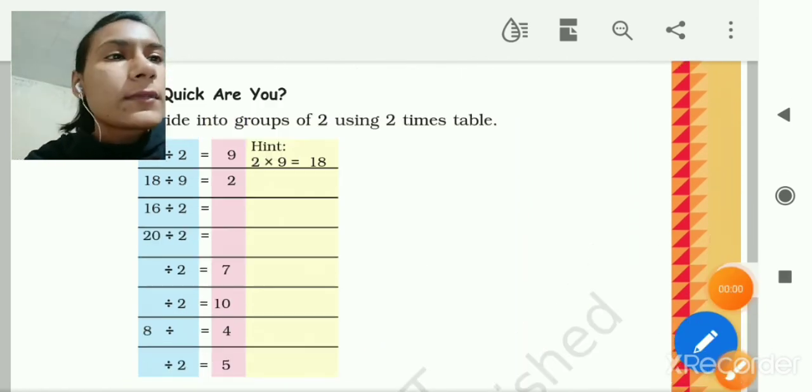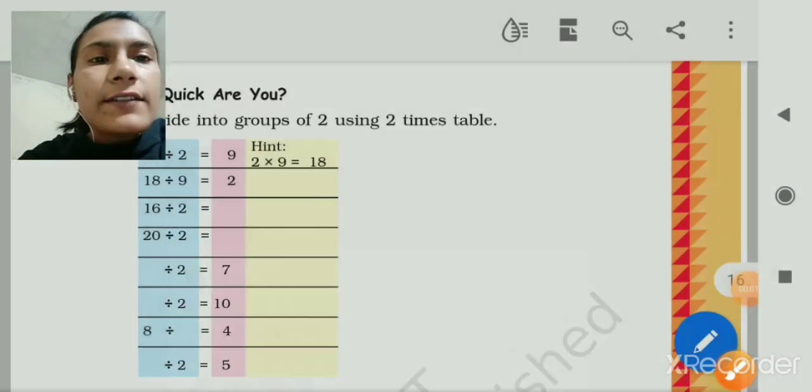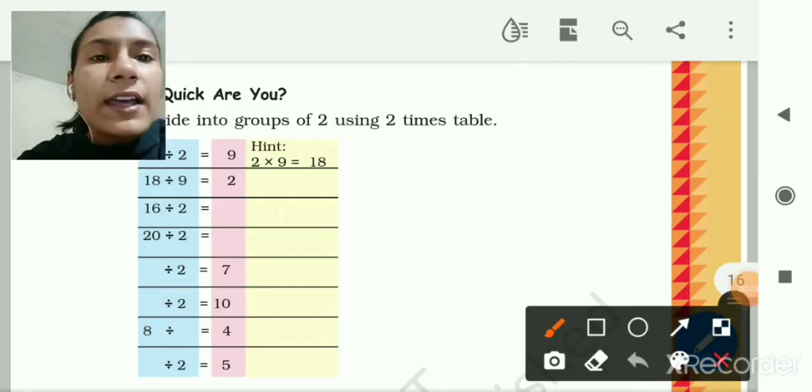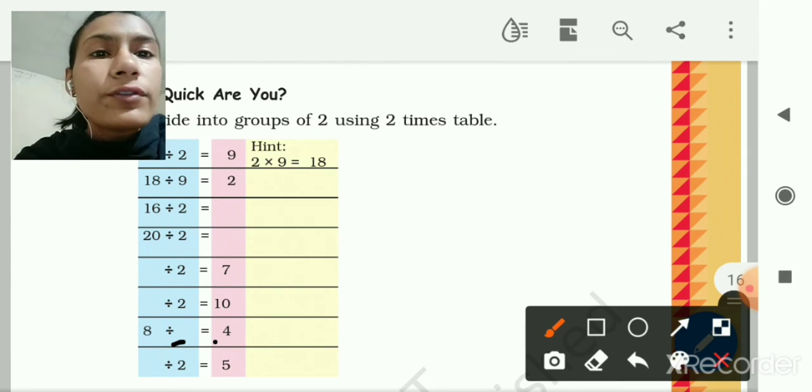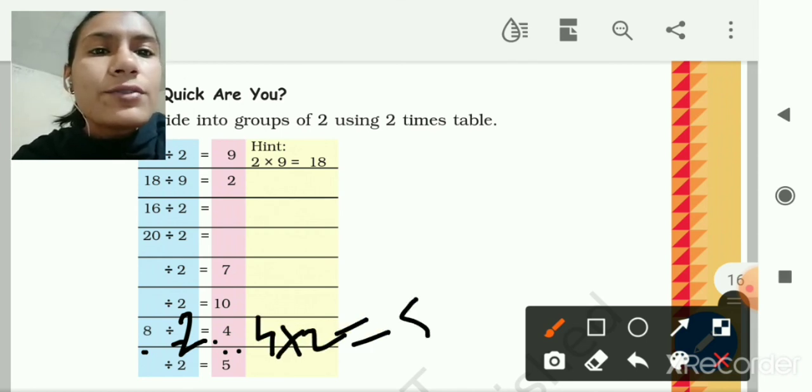Next, 8 divided by how many? So the answer will come 4. So we have to divide into how many groups? 2. So 8 divided by 2 is equal to 4. So 4 2s are 8. So you can write here 4 multiplied by 2 is equal to 8.